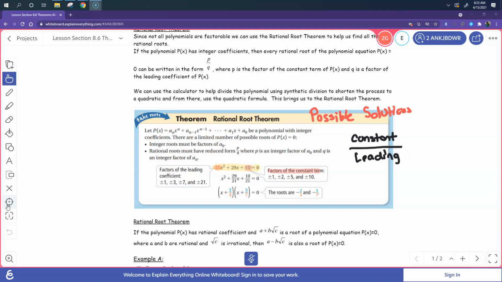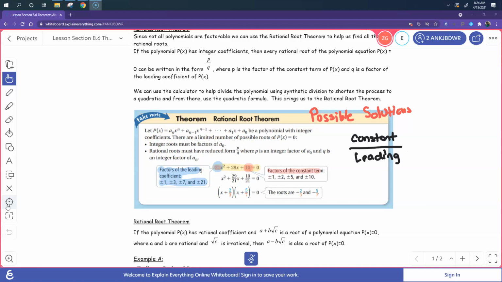constant factors, which is this right here, the constant factors of 10. In this case, it's 1, 2, 5, and 10. So we would have that in our numerator. It's the ratio of the constant factors over the leading coefficient factors. And why is that important? We have a pool of numbers that we can figure out what could be the solution to the polynomial.